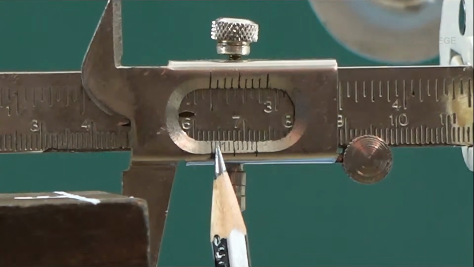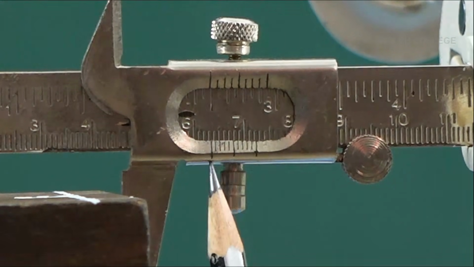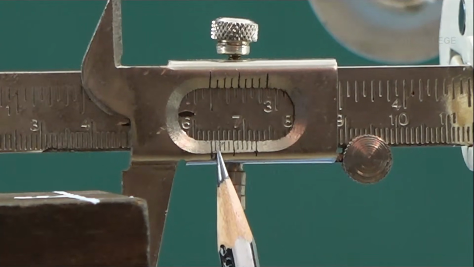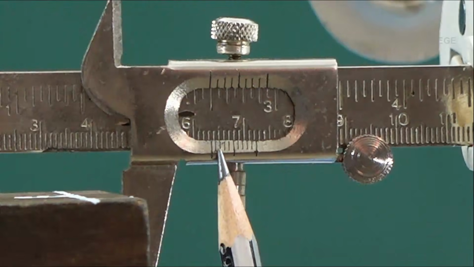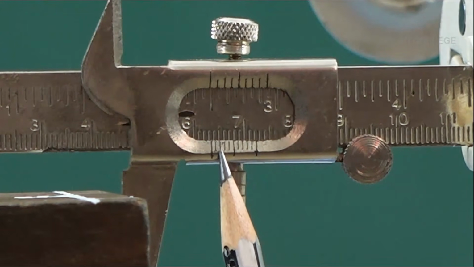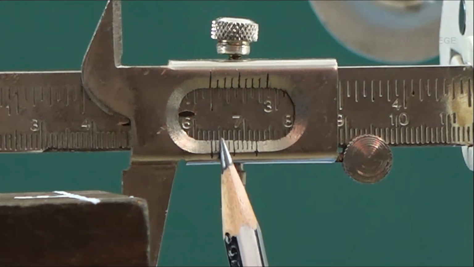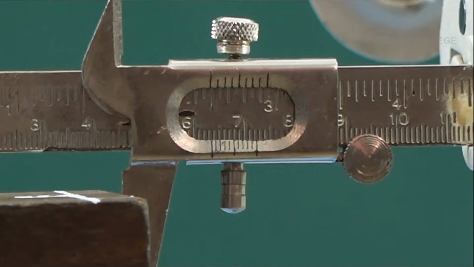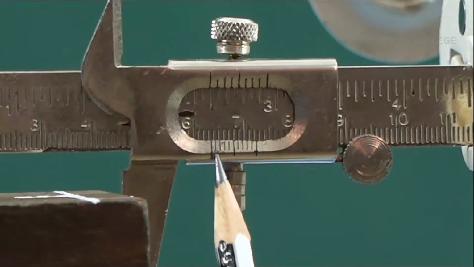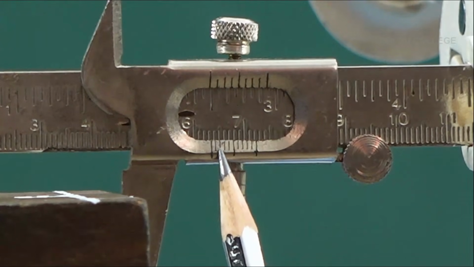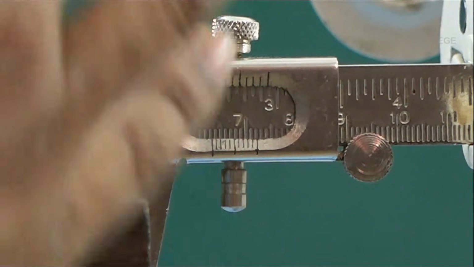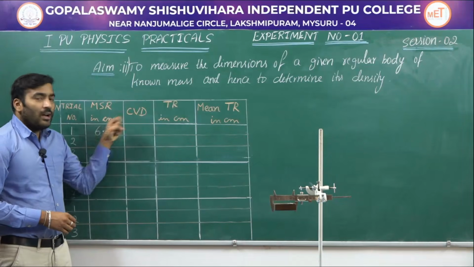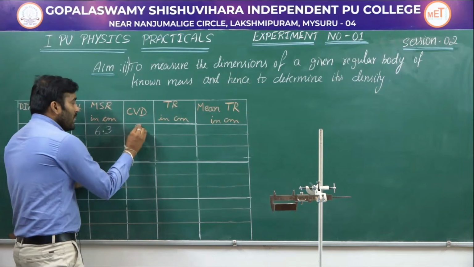If you observe the 0th division, the 0th division is in between the two lines. The next division, that is the first division, is also in between the two lines, or it is very close to the next line. But the second division of this vernier scale is exactly coincided with the main scale. So this is 0, the next one is 1, the next one is 2. So this second division is exactly coincided. So consider 2 as CVD here. Let us tabulate the value of CVD for the first trial. So this will be 2.